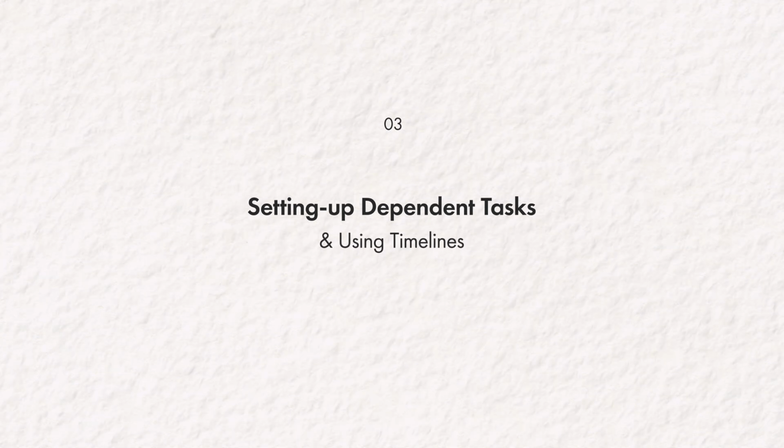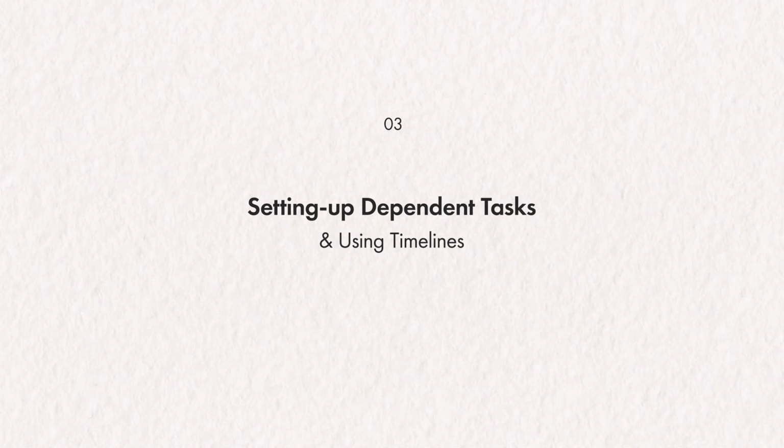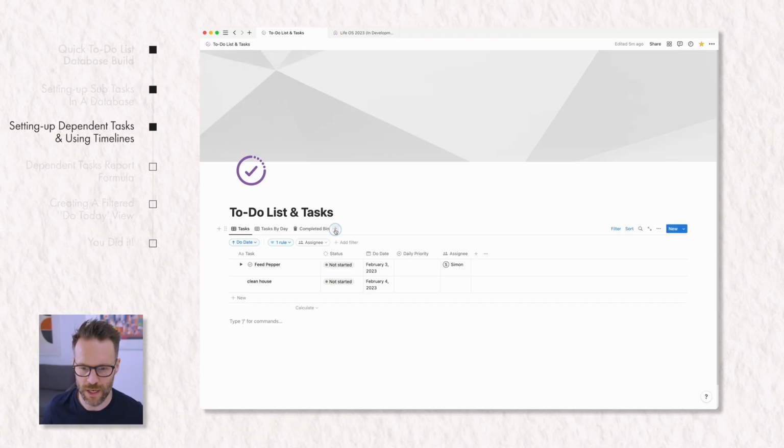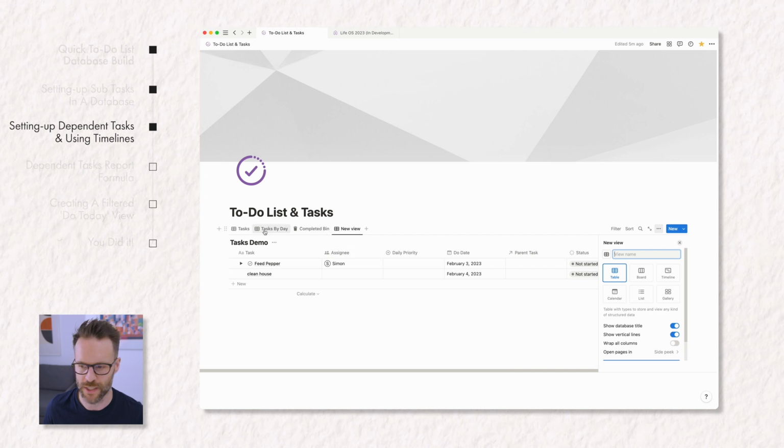Right, next let's set up the dependencies feature. This will allow you to define when a task is waiting on another before it can be completed, and keep track of who you're waiting on if you are collaborating with others. Really cool. So first of all, add yourself a new view to the task list.